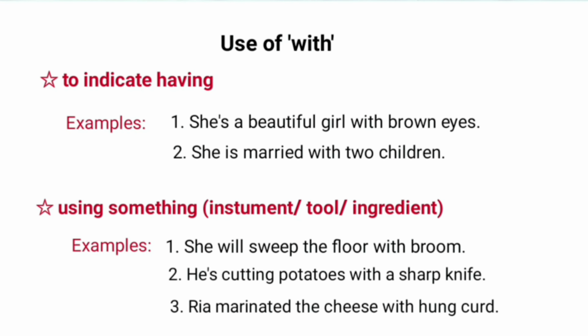To indicate having, with is used. Examples: she is a beautiful girl with brown eyes. It means the beautiful girl has brown eyes. Second example: she is married with 2 children. It means she is married and has 2 children.